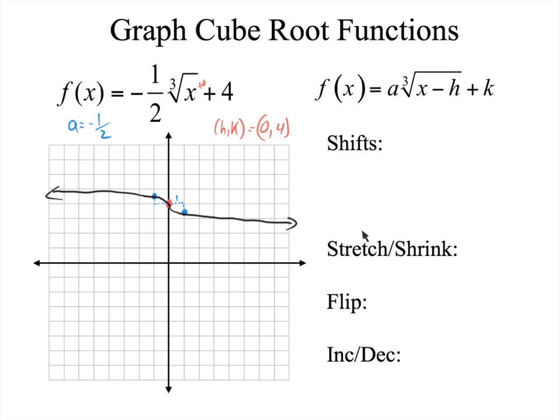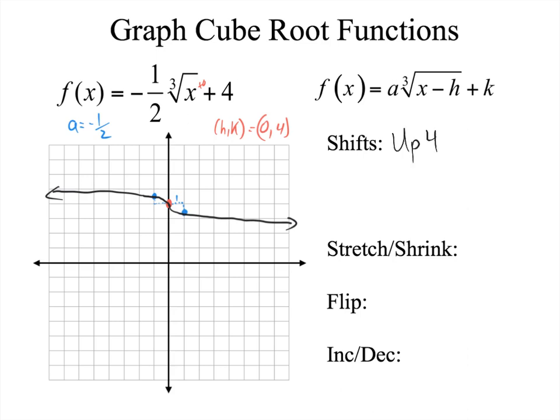Now let's talk about these just to get a sentence and description. What's my shift? Well, my shift is 0, 4. The HK is telling me my shift, how it's moving. Because technically, a cube root without an HK starts right there. So my shift would be, on this one, just up 4.